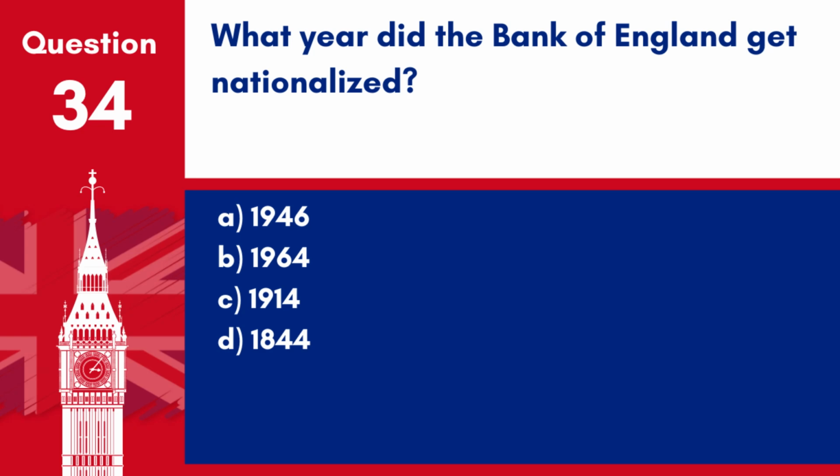Question 34. What year did the Bank of England get nationalised? A. 1946. B. 1964. C. 1914. D. 1844. Answer: A. 1946. The Bank of England was nationalised in 1946, bringing it under the control of the British government.